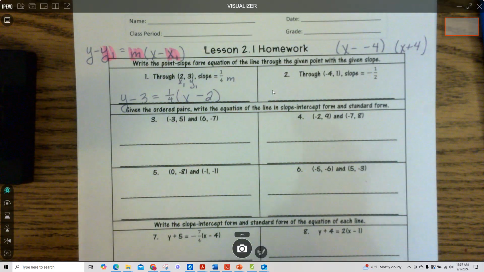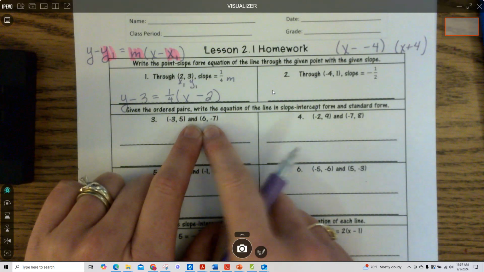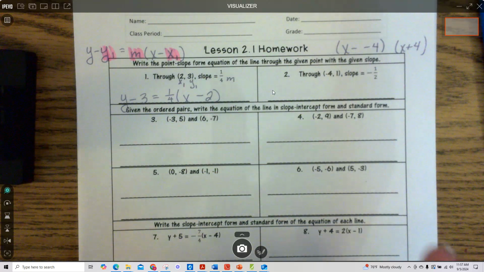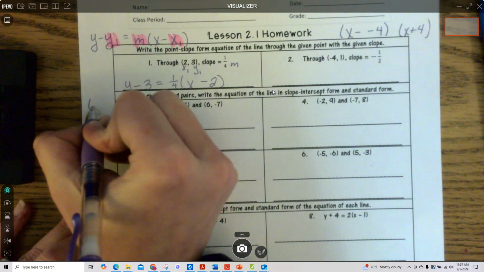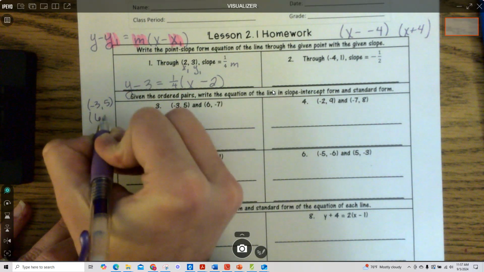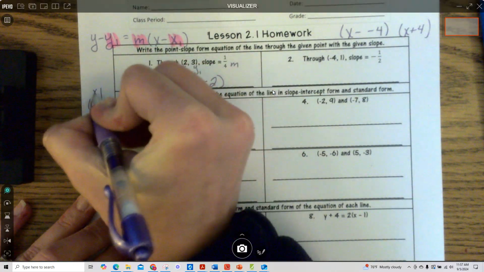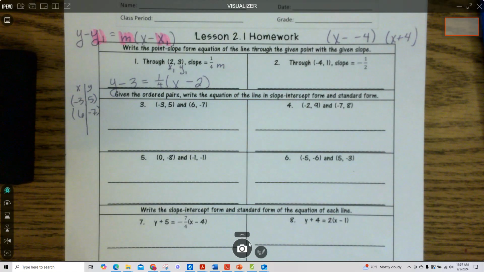Okay, way throwback now. Given the ordered pairs, write the equation of the line in slope-intercept and standard form. You should be able to do slope-intercept form like a champ. Remember, you take your ordered pairs and we can stack them up. Draw a line through the commas. This is x, this is y. And the calculator is going to do all the heavy lifting for us.